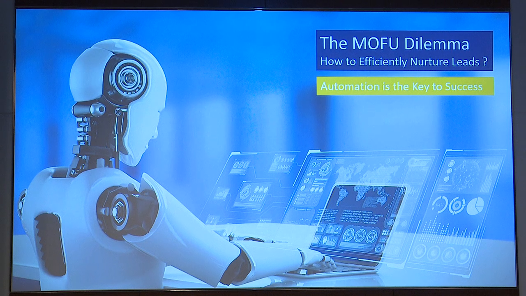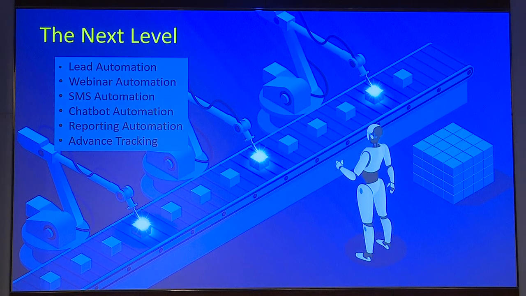Because you are one person, you may be assisted by somebody else also, but he can't keep track of so many leads that are coming in and can't segment them, can't nurture them. So what you need to do is automate your digital marketing efforts. And it is very easy to do and very inexpensive to do. In the later part of this course, you will learn how to automate your digital marketing. The next speakers will talk about lead automation, how to nurture and segment leads, webinar automation, SMS automation, chatbot automation, and advanced tracking and analytics.